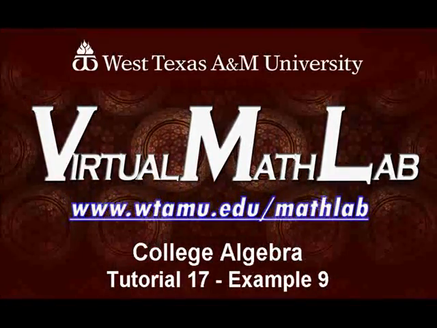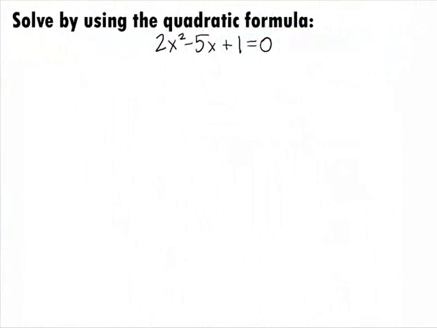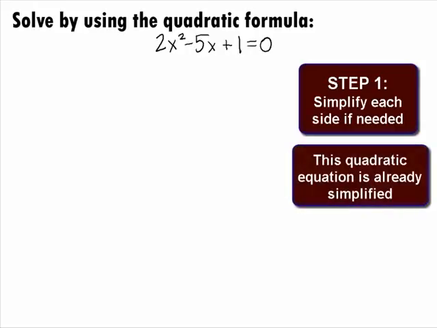This video will step you through College Algebra Tutorial 17, Example 9. In this example, we want to solve the quadratic equation 2x squared minus 5x plus 1 equals 0 by using the quadratic formula. In step 1, we want to simplify each side if needed. This equation is already simplified.